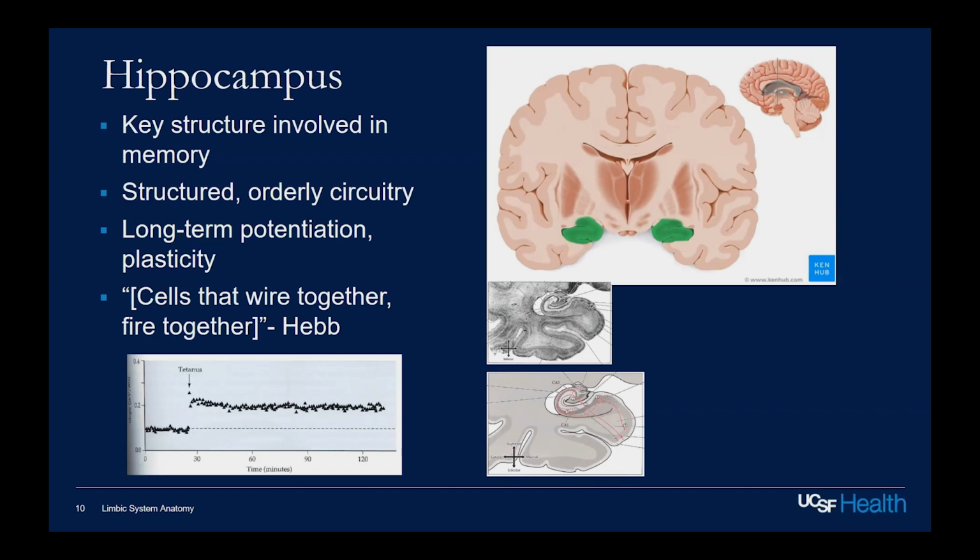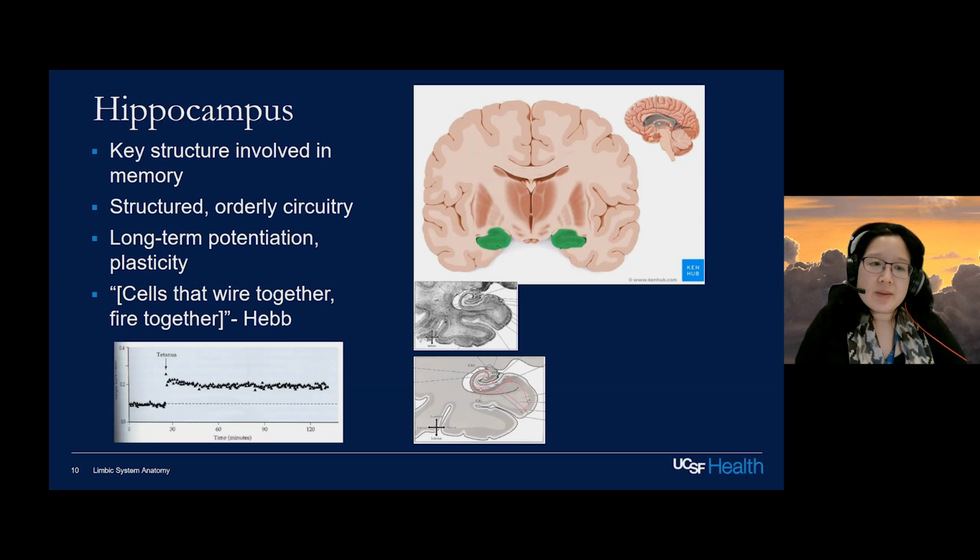Even though we don't think that new neurons are growing and forming all the time, we do know that neurons make connections with each other that are decreased or increased over time. And this is termed long-term or short-term plasticity.